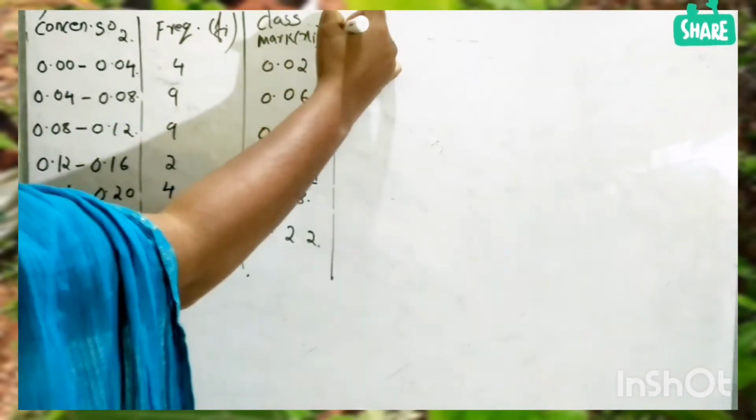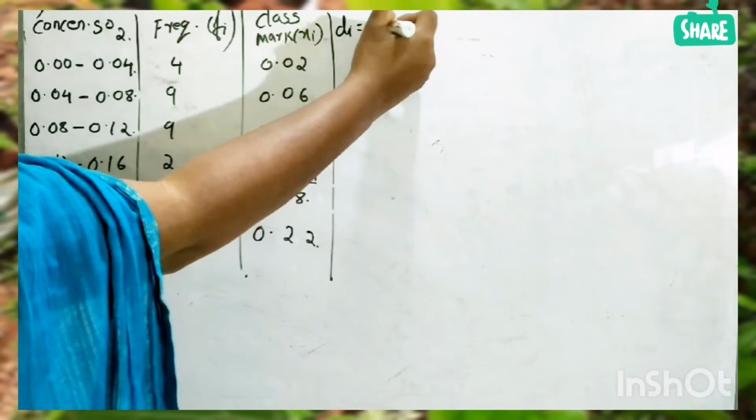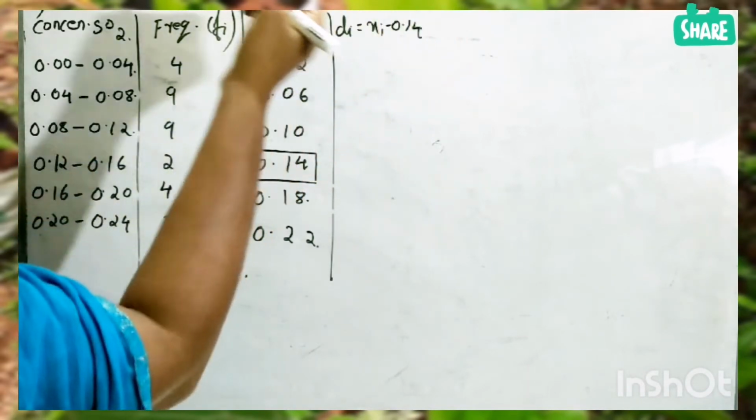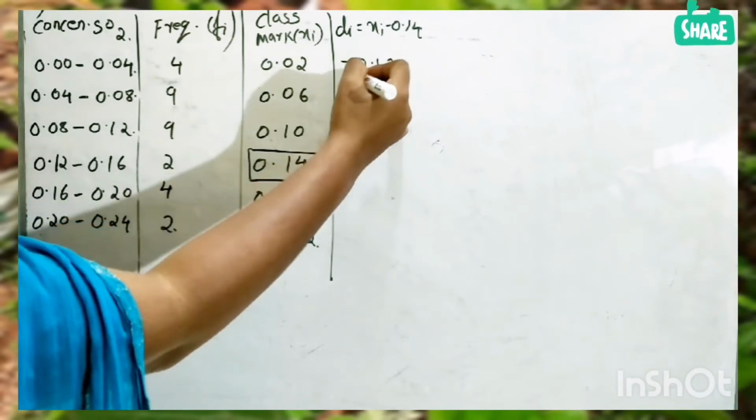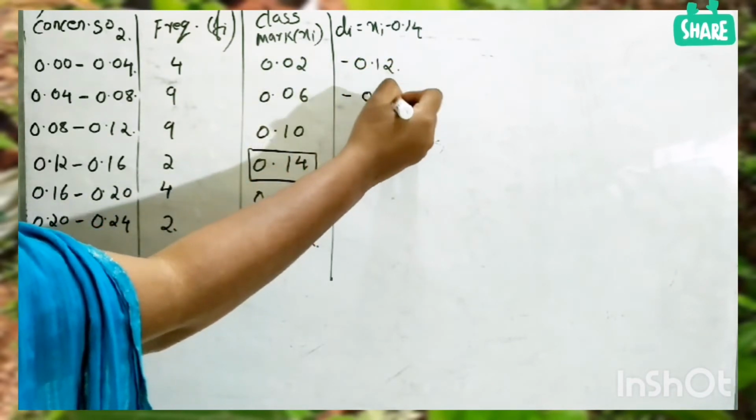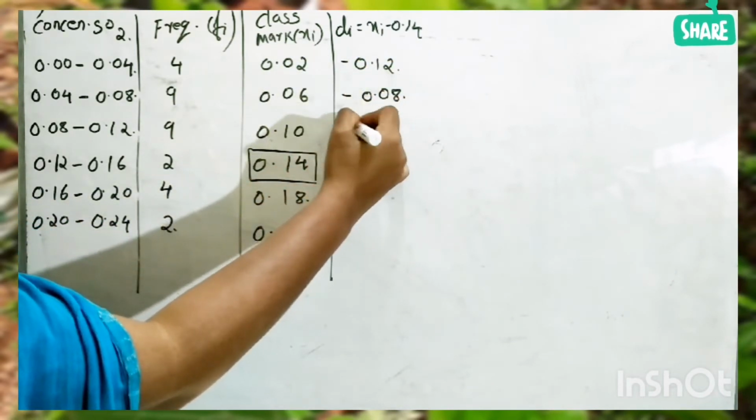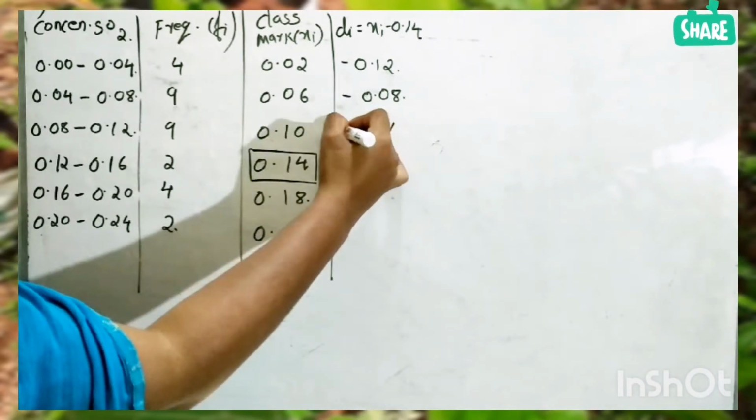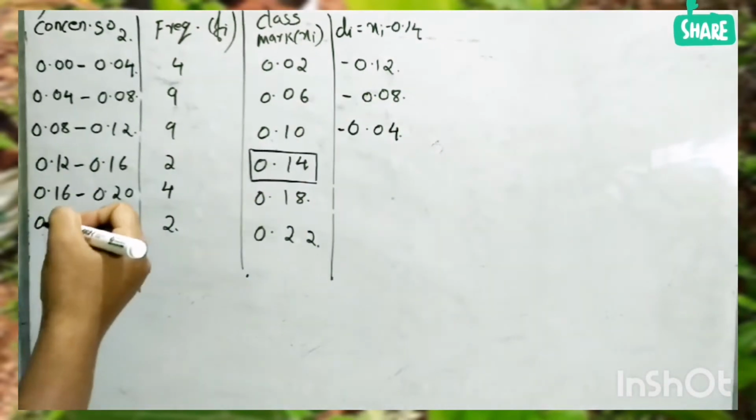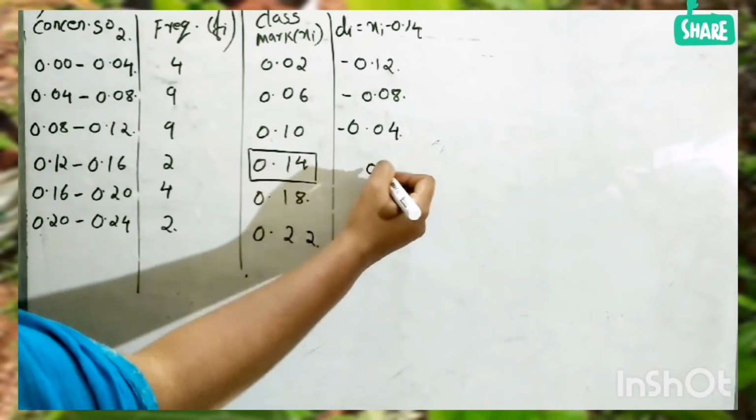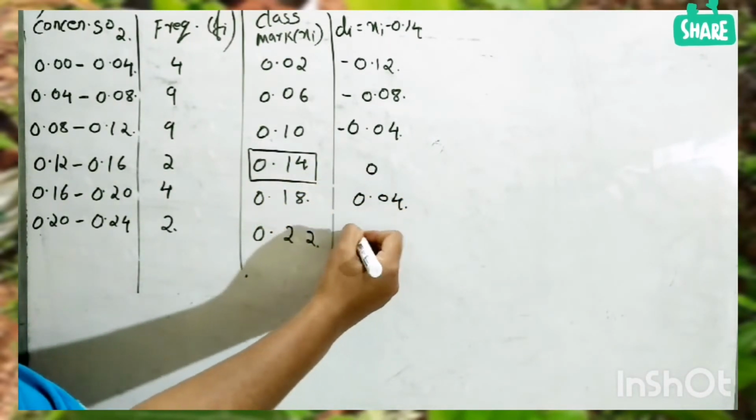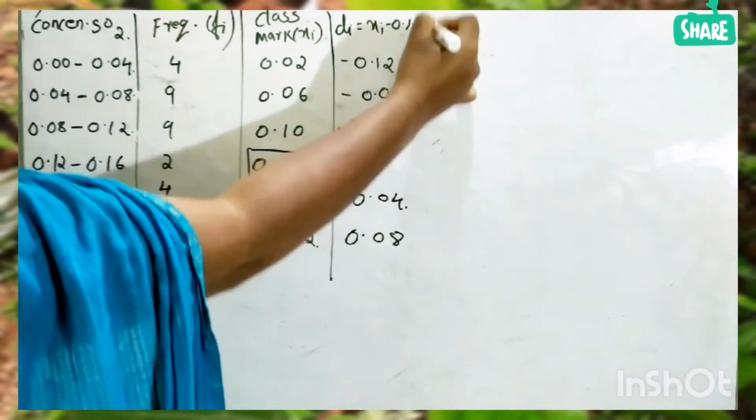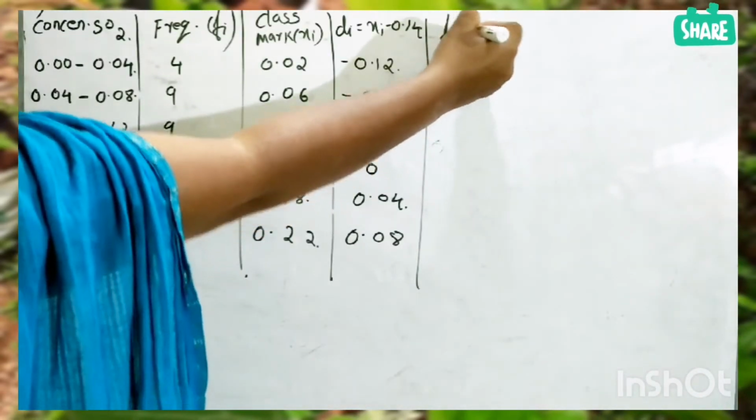Then di is equal to xi minus 0.14, and that is minus 0.12, minus 0.08, minus 0.04, 0, 0.04, 0.08. Now fi di.